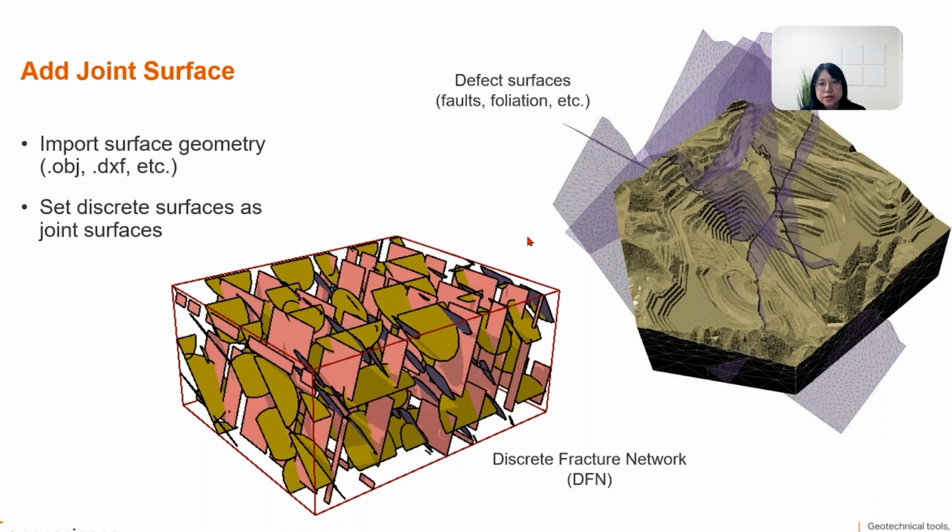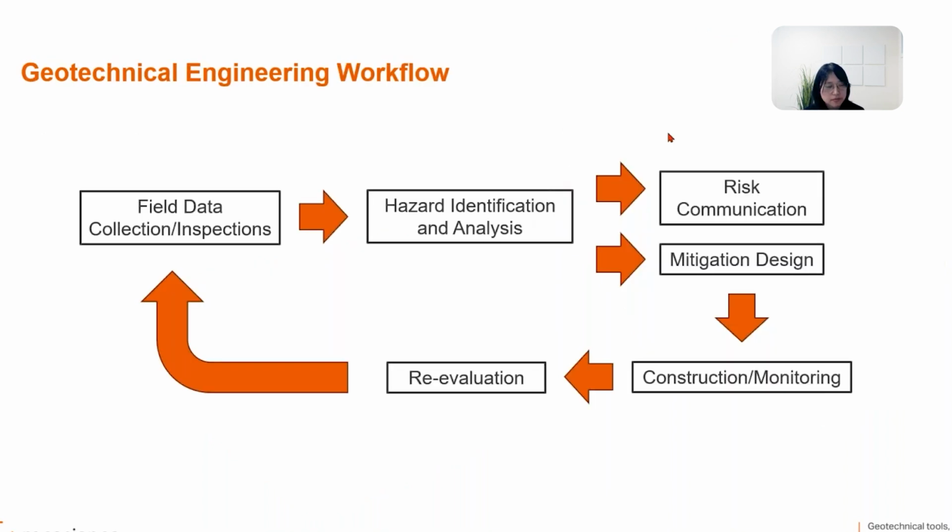The last method to define joints is by importing a surface geometry of a common geometry file type, and then simply assigning joint strength properties to those surfaces. So for example, if you have the geometry of a fracture network, as shown here, then you can define different strength properties for the different joint sets making up the fracture network. So that was just a very brief introduction into RocSlope.